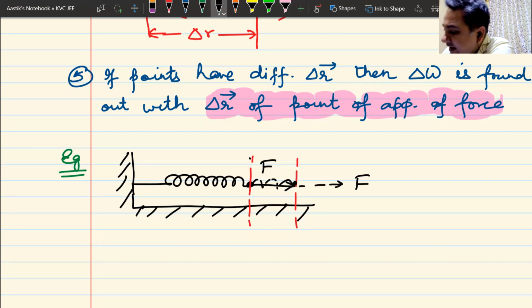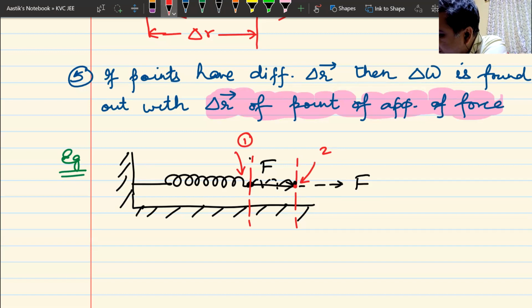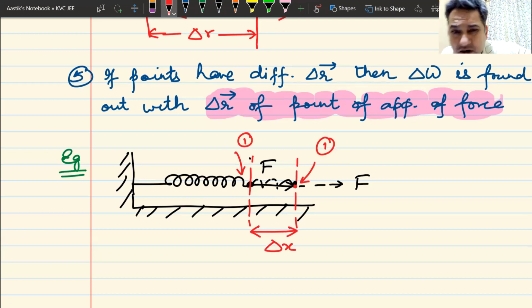And this dash dash dash tells me the extension. I've extended this point, point number 1, I have extended it to this point, point number 2. Or I'll just call it point number 1 because this is the same point. Now this has been displaced by delta x. This delta x you can call the extension in the spring. So I had a spring and I applied a force F on it. The spring extends. The extension in the spring is delta x.